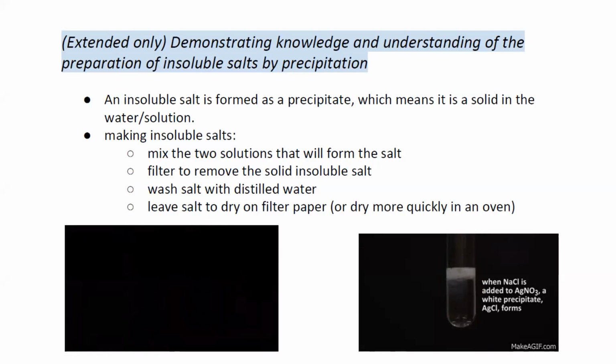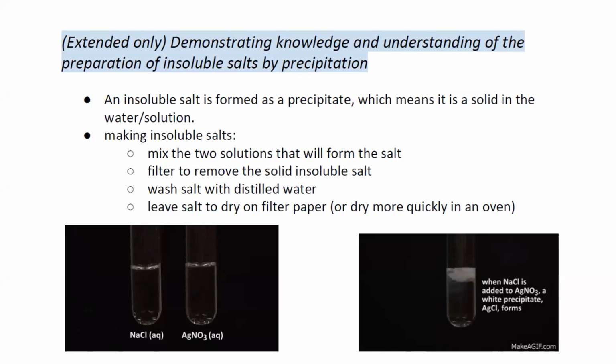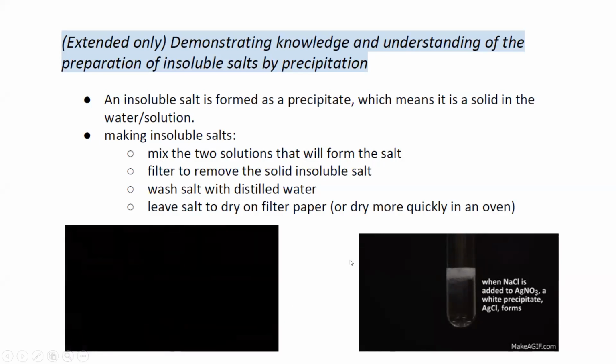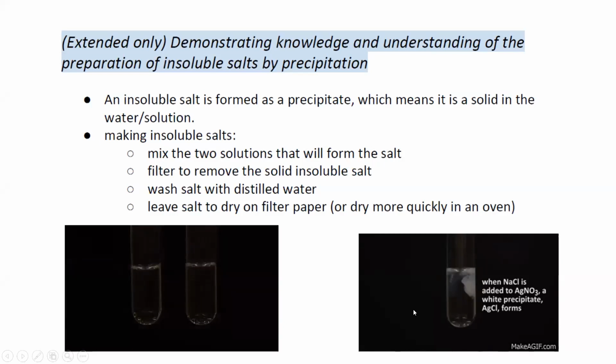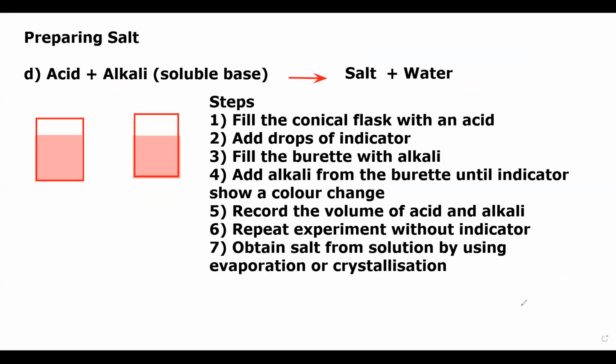Then we filter to remove the insoluble salt, and we wash with distilled water, and we can dry it on the filter paper, or we can use an oven to dry. So these are the steps which we follow. How can you identify which type of salt is formed? It is easy to recognize the type of salt formed. This type of reaction refers to ionic precipitation, or you can say PPT as well.